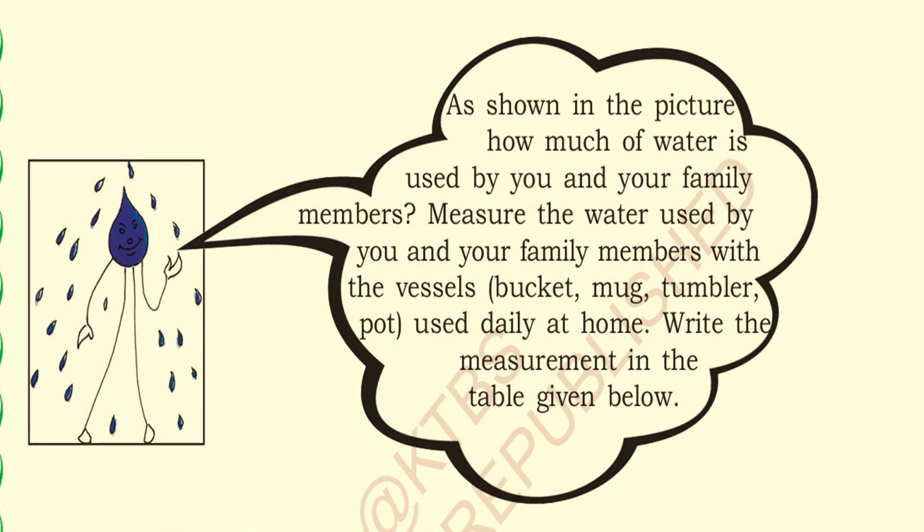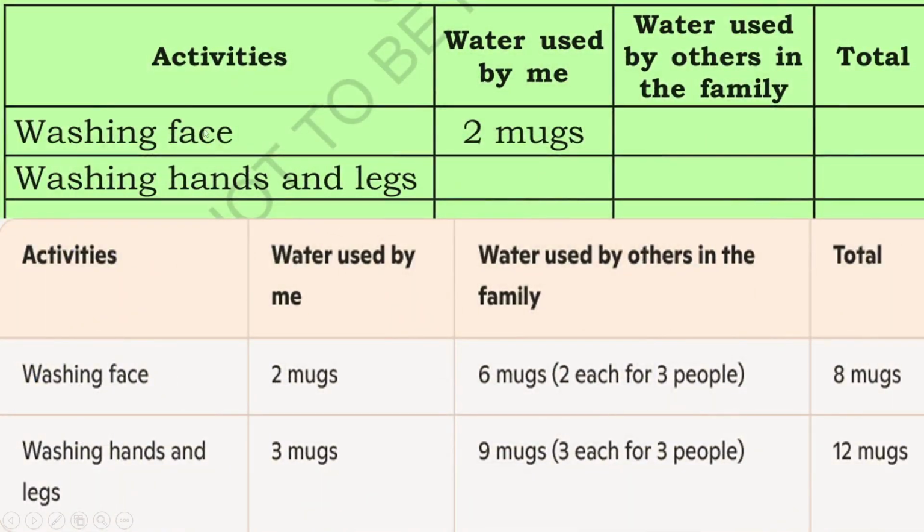As shown in the picture, how much water is used by you and your family members? Measure the water used by you and your family members with a vessel or bucket, mug, or tumbler, pot used daily at home. Write the measurement in the table given below. Activity: washing face, 2 mugs of water is required. If 3 members are there, 6 mugs of water for face wash is required. Then washing hands and legs, 3 mugs, three threes, 9 mugs. Then 12 mugs total.